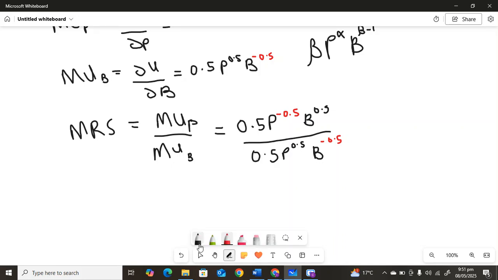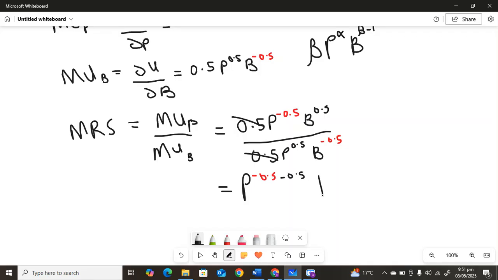Has anybody tried to simplify it before I simplify it? Okay, these 0.5s will cancel each other out. If you remember laws of indices, here it's p to the power negative 0.5, since we're dividing, minus 0.5.